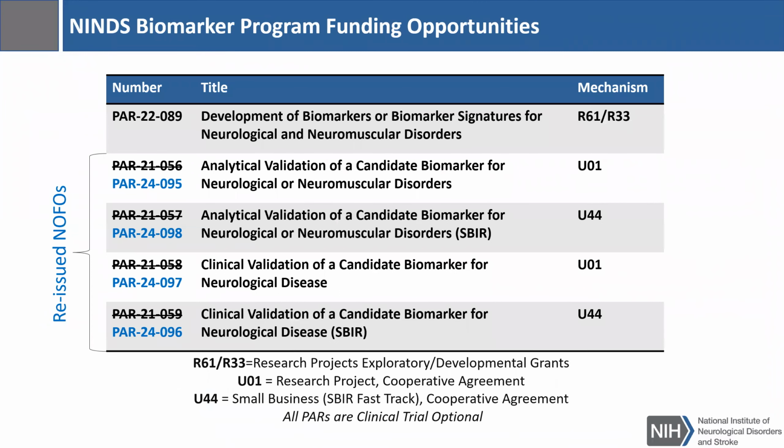So as I mentioned, we have a series of funding opportunities from development through clinical validation, and I'm going to talk about those in a little bit more detail now. The development of biomarkers or biomarker signatures is our entry one. This is PAR 22089. This is an R61, R33 phased mechanism.